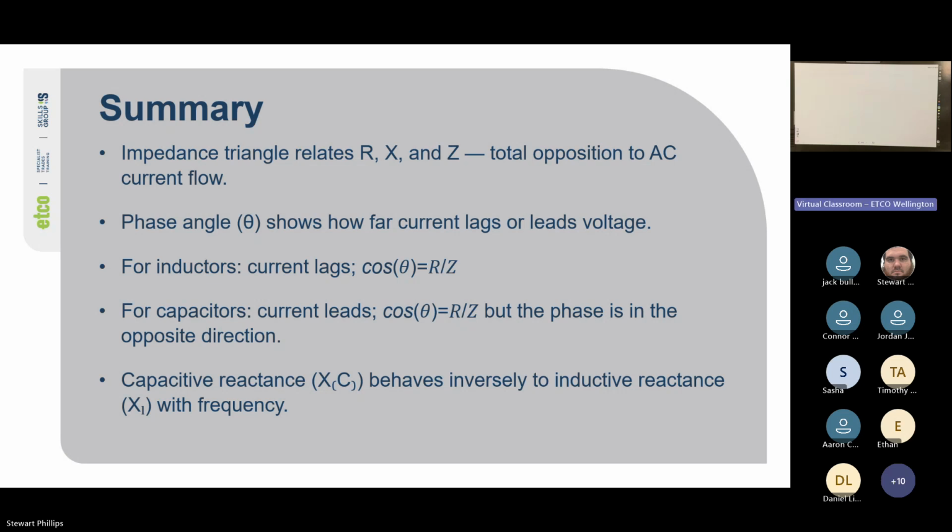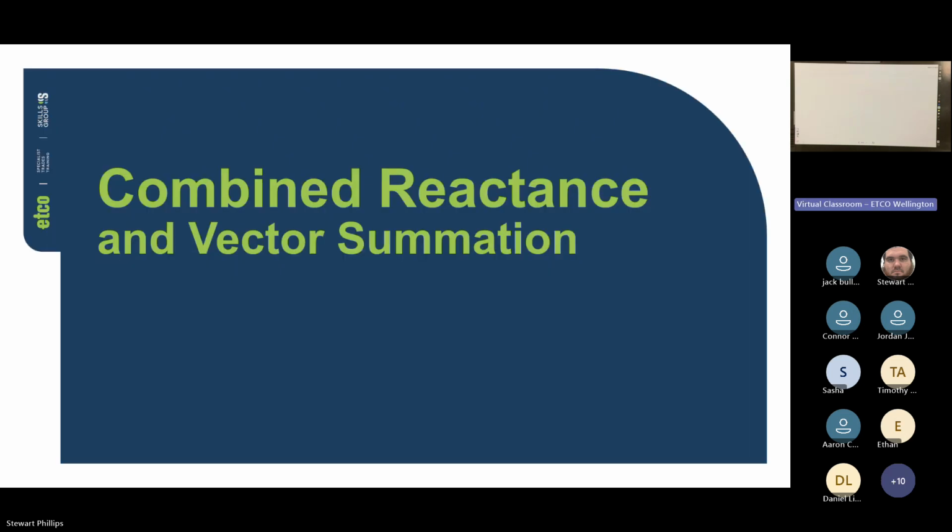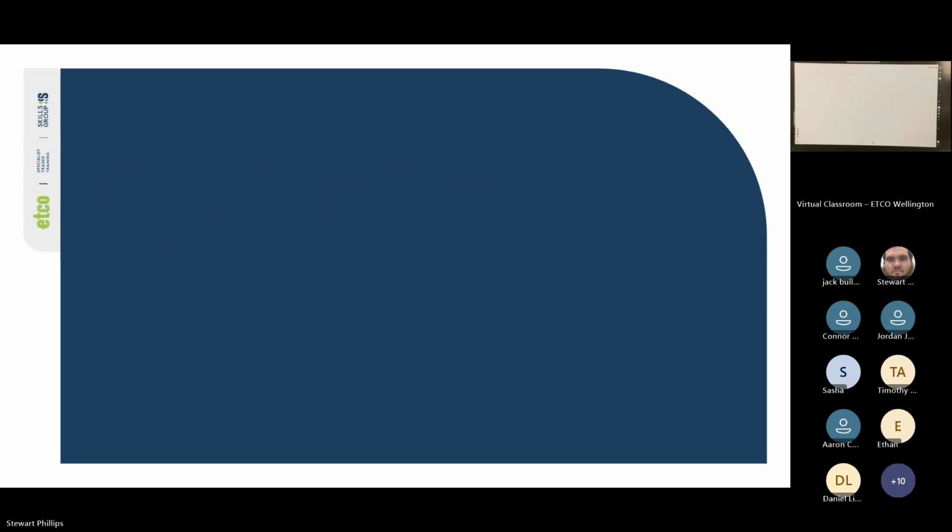Combined reactance and vector summation. So now that we understand inductive and capacitive reactance on their own, we'll take a step and look at what happens when both are in the same circuit. Inductive reactance causes the lag, like we've talked about, and capacitive causes it to lead. This means their effects act in opposition to each other. So they have the opposite effect.